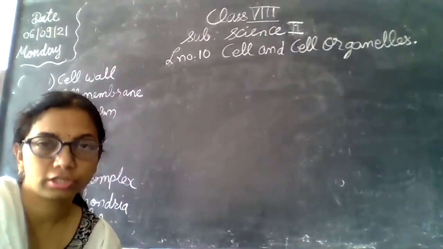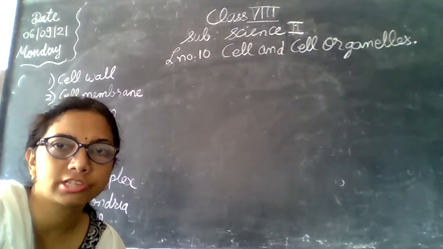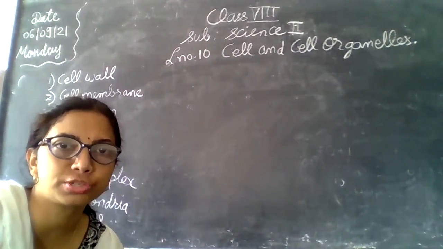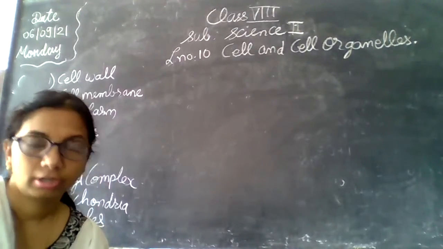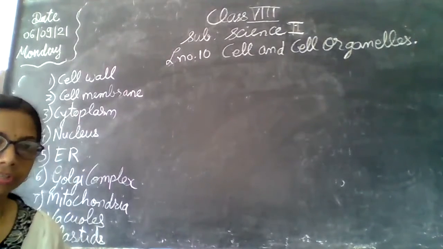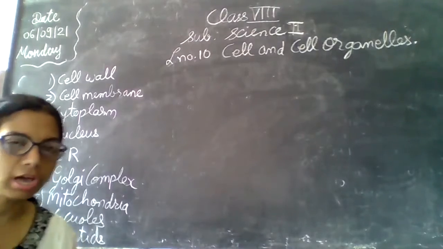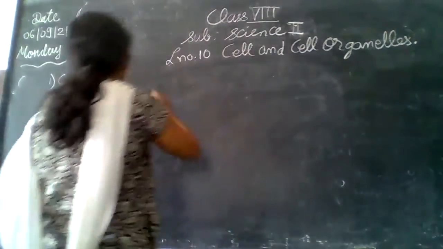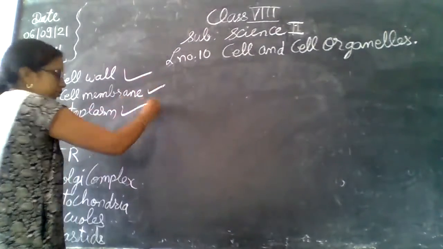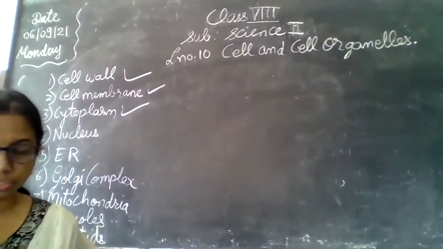Hello students, so we are back with our 10th chapter, Cell and Cell Organelles, in Science 2 section, class 8. In the last class we saw the structure of the cell wall and cell membrane. Today we are going to discuss cytoplasm in detail and the nucleus.